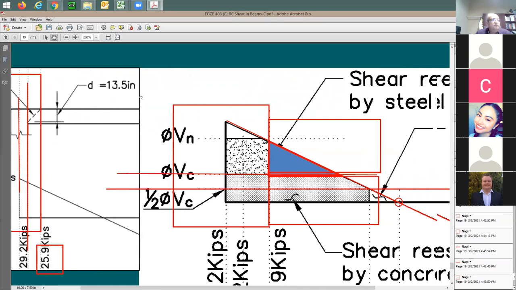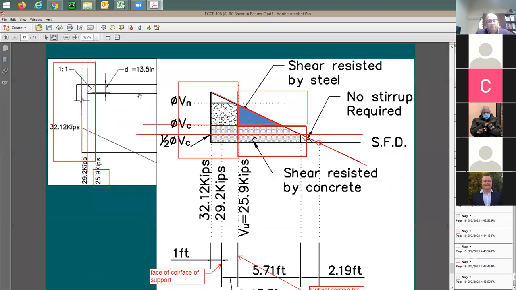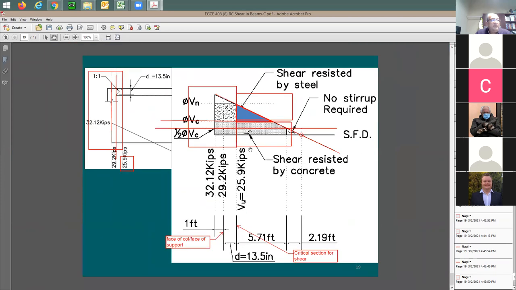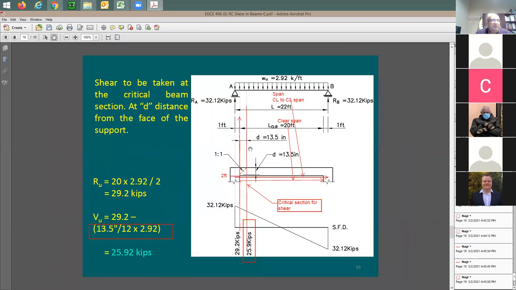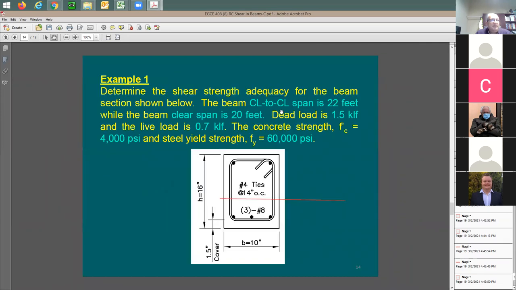For the clear span, do we always take 1 foot from both sides, or is it always given? No, it's going to be given. Someone is going to tell you about it. Like in here, it says total span or center to center is 22 and the clear is 20. Unless I give you the total span and then I give you the column size. If I said the column size is 3 feet by 3 feet, and the span is 22.